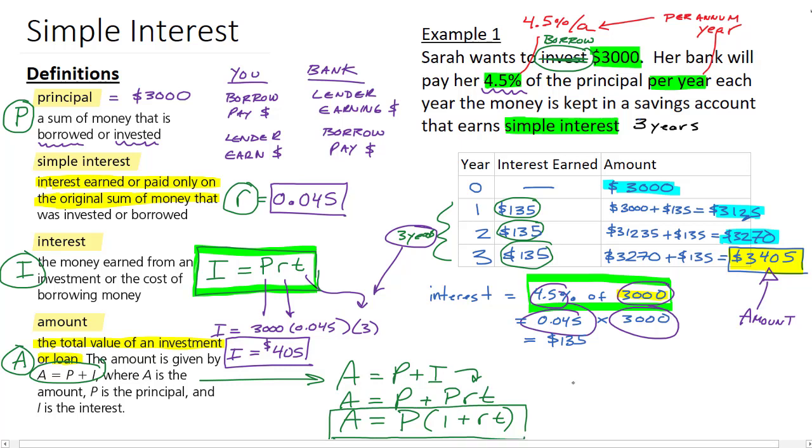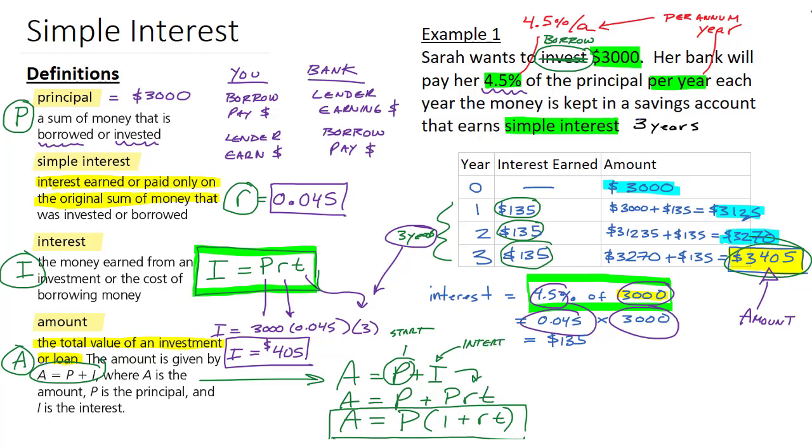So basically there are 2 formulas you want to use. This one gives us the P, the principal, how much we started with. We started with $3,000. The I is how much interest we earned, which is $405. If you add the 2 together, you get $3,405. So you can just use this formula there.